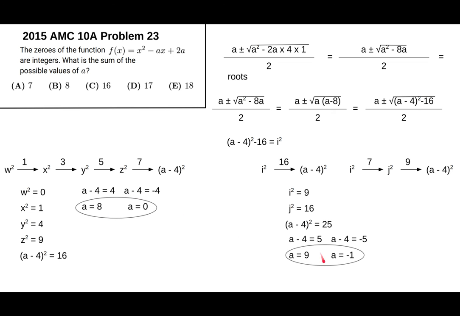Basically, all these values of a make this quadratic have integer roots. So now we just have to find the sum. 8 plus 0 plus 9 plus negative 1 is 16. So the answer is C.